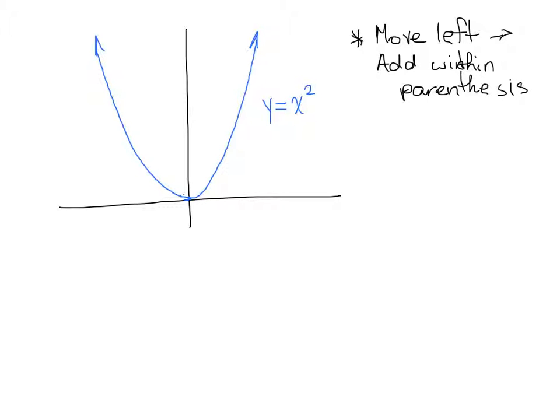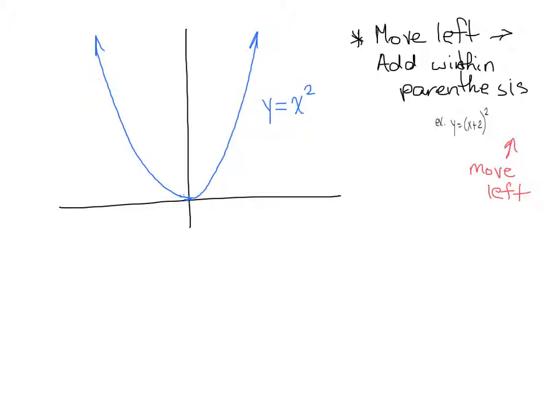So let's say, for example, we have a graph y equals x plus 2, and all of that is squared. So now we're adding within parentheses. Whenever you see that addition within parentheses, that's an instruction. That's an instruction that's telling you to move your graph over to the left. So now we're going to move our graph to the left.